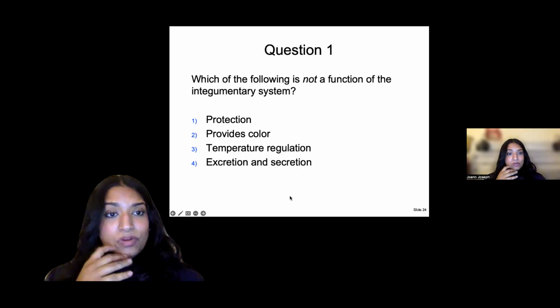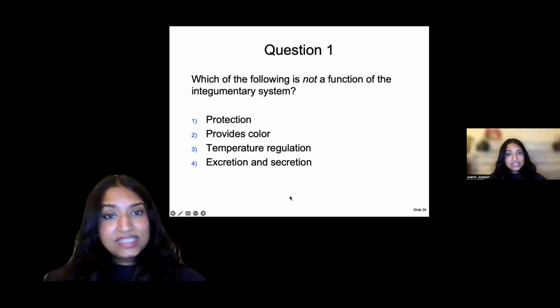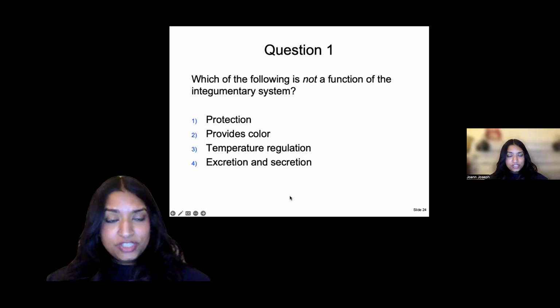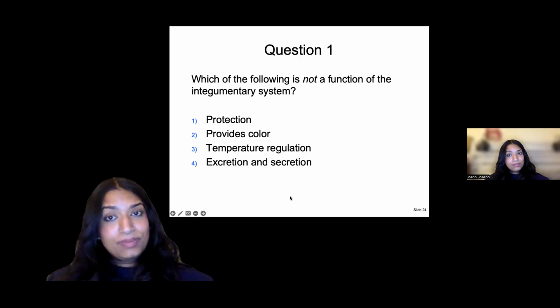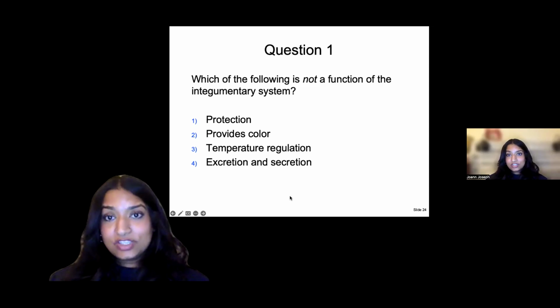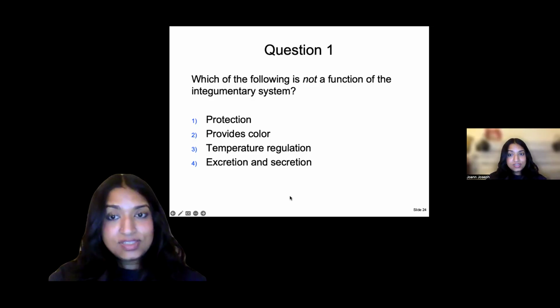So question number one, which of the following is not a function of the integumentary system? Number one, protection. Number two, provides color. Number three, temperature and regulation. And number four, excretion and secretion. So this might be tricky for you. I don't know, but maybe it is. Take a second to pause the video and answer the question. Read the question and the answer choices out loud in your head.